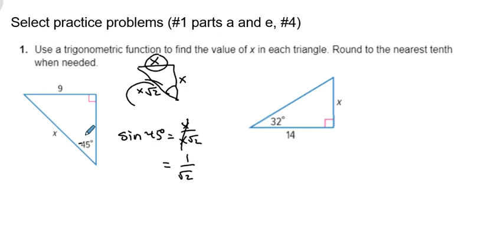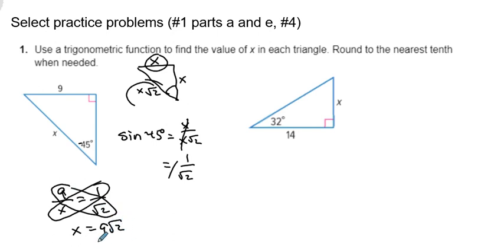So sine of 45 degrees is equal to the opposite over the hypotenuse. The opposite over the hypotenuse is 9 over x, and here it's 1 over the square root of 2. You can just leave it like this, and you'll see why it's a good idea, because we're going to use cross products. So x times 1 is x, and then we've got 9 times the square root of 2.